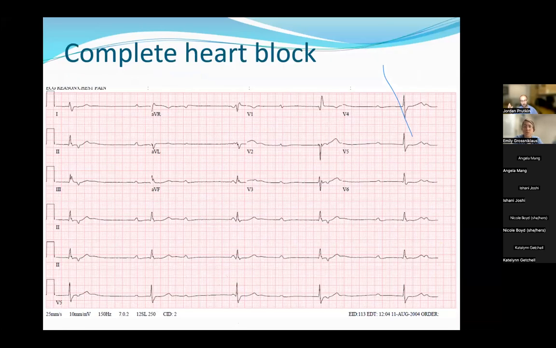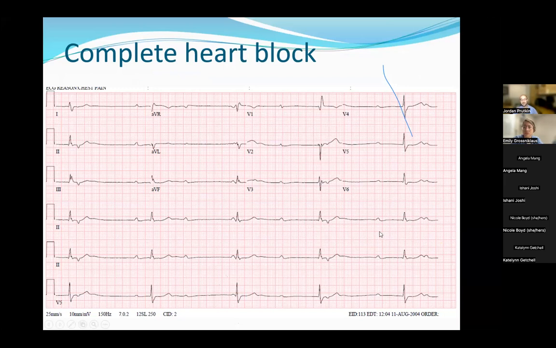And then you'll have complete heart block. So here it is. They are in complete heart block. They have P waves and QRSs that have no relationship to each other. This PR interval here is different than this PR interval here. The P waves are marching out. The QRS complexes are marching out.